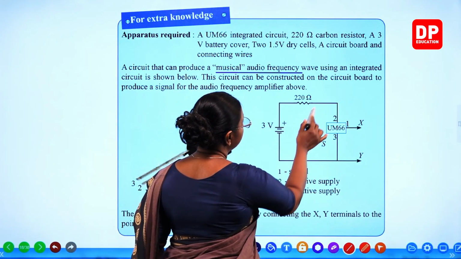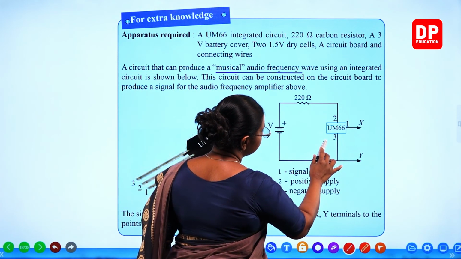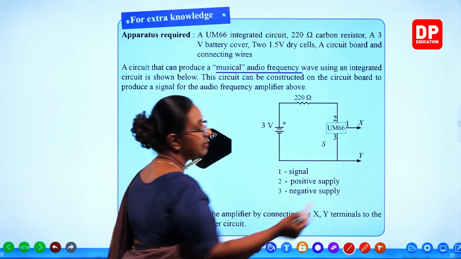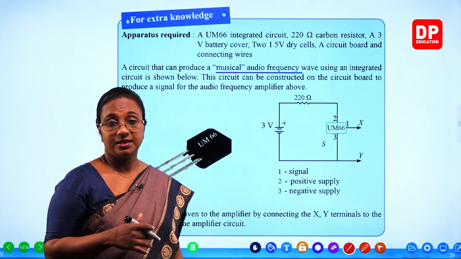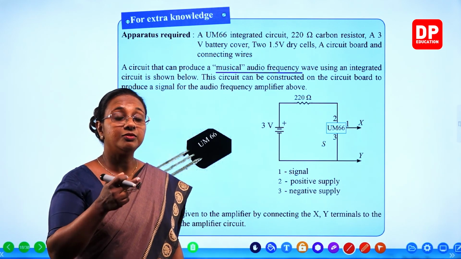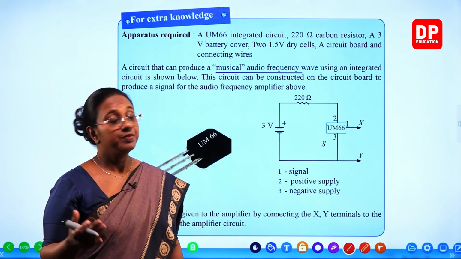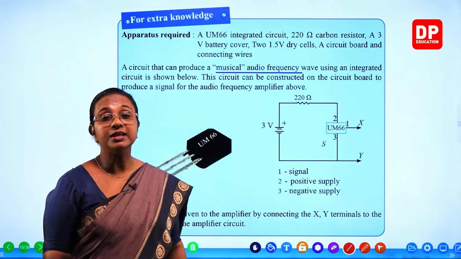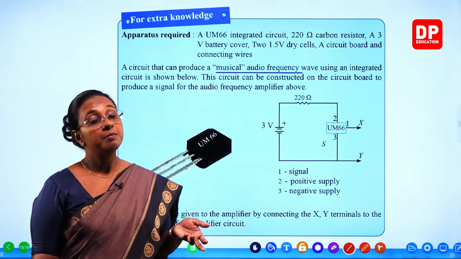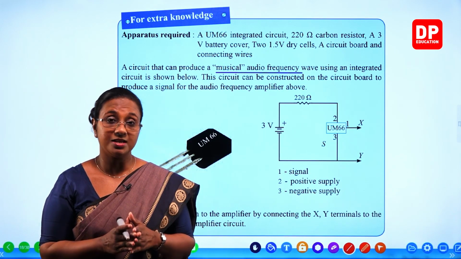So when we have a battery, a 220 ohm resistor, and the UM66, the signal will be generated, an audio frequency signal, and that can be supplied to the previous circuit. That is the circuit given before. You can connect it to the X and Y points, so that will become the audio frequency signal. So using that also we can do the activity. So this is another method of doing the activity, but we already did it using a microphone. You all were able to understand the signal amplification process of a transistor.